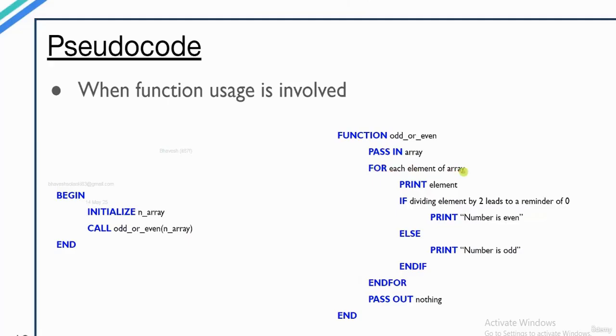So for each element of the array, we first print the element and check if it is divisible by 2. If it is divisible by 2, then the number is even, or else the number is odd. And then we end the for structure. And we also have to mention if we're passing anything back to the main code. Since we're not passing anything back to the main code, we can write nothing. And we can end the function definition pseudocode.